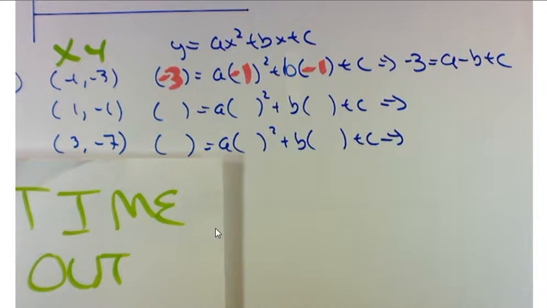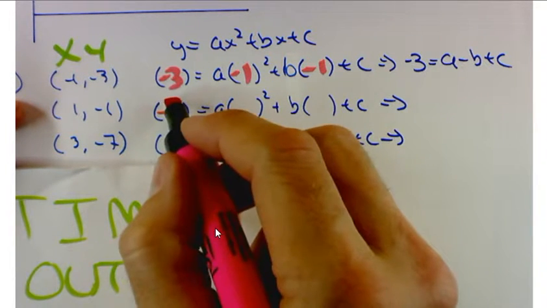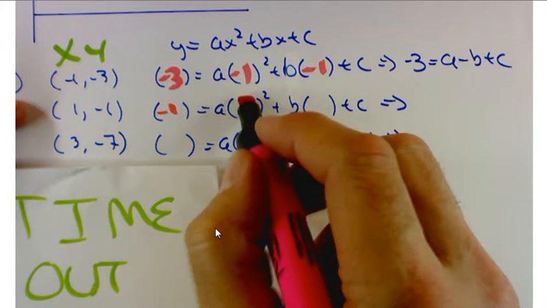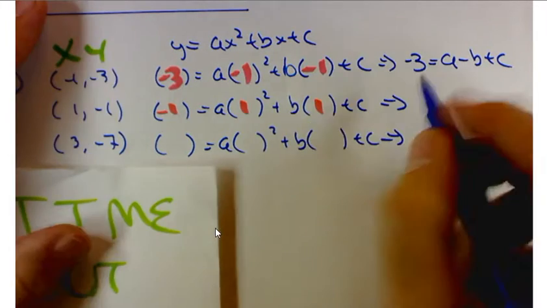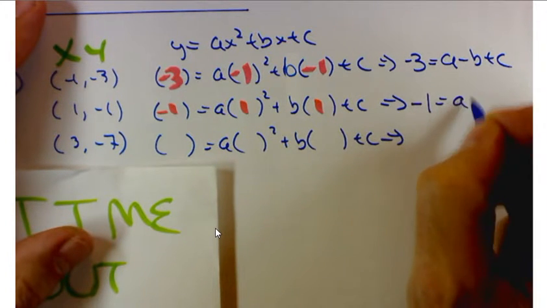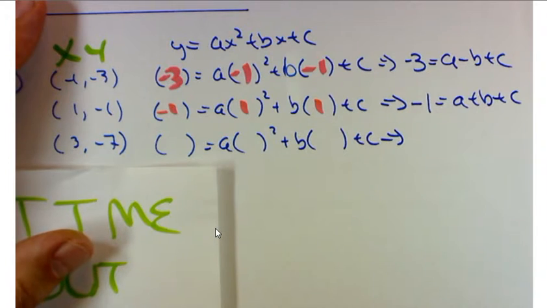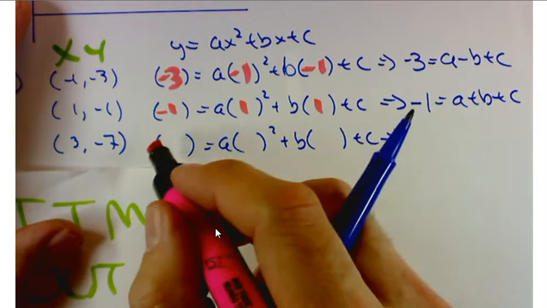Let's see, we'll do Lauren, you get the next one, and then Dylan, the one below that. Lauren. Okay, how did that simplify? What equation do you get? So -1 equals a plus b plus c. Perfect. Dylan, yours is a little bit more challenging. What equation did you end up with?